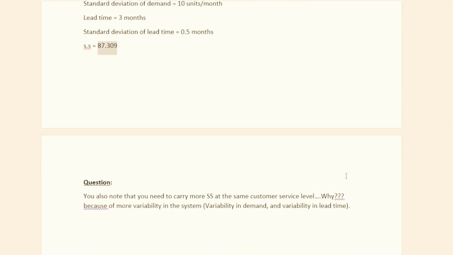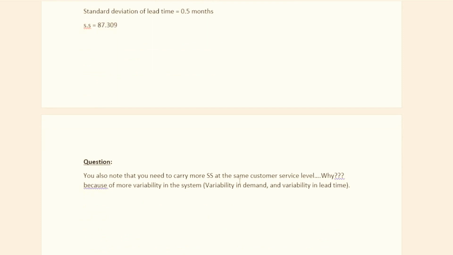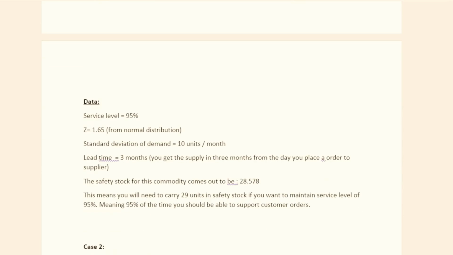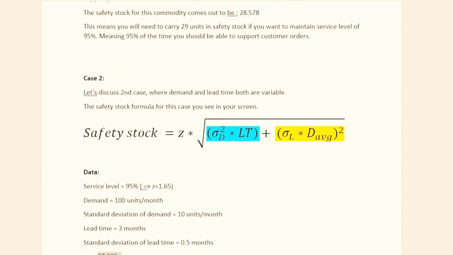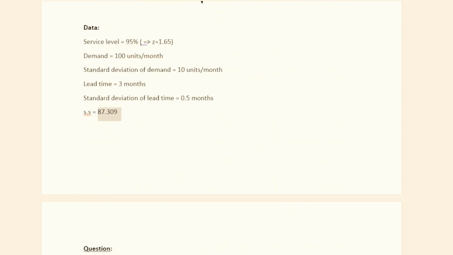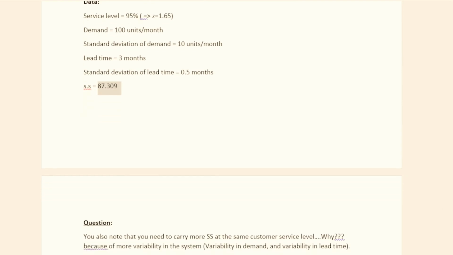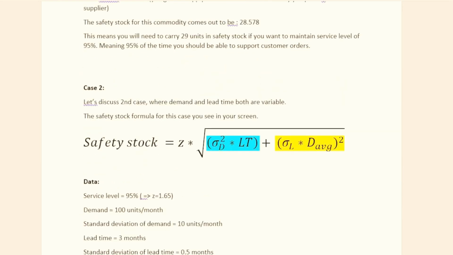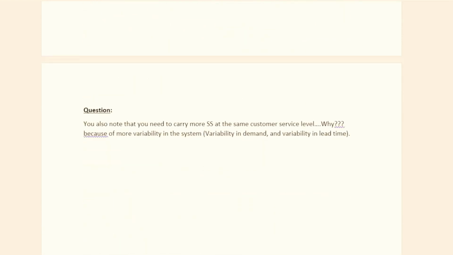Then one question may come to your mind: why is safety stock in the second case higher than the first case? In the first case we had just 28.5, here 87. The simple answer is that we now have more variability in the system. We have demand variability as well as lead time variability, whereas in the first case we just had demand variability. So the more variability in your system, the more safety stock you would need to carry.